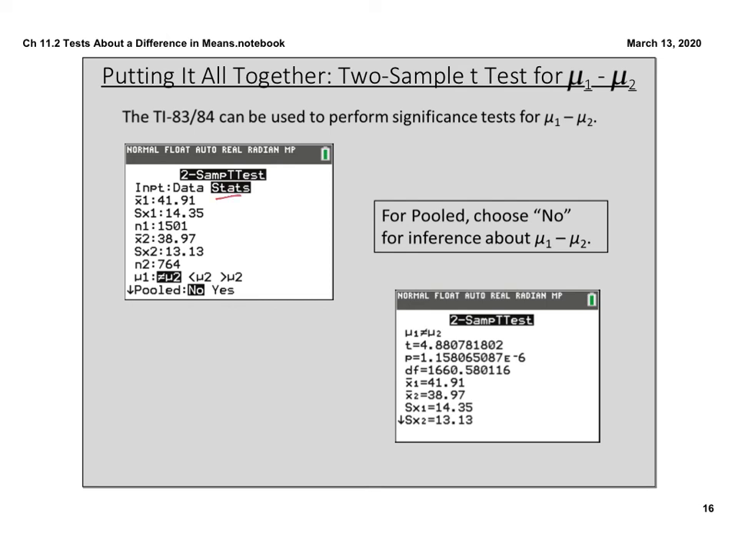So here's just a screenshot of what those calculator inputs look like. You can either do it with the statistics where you list the x bar, the s of x, and the n for each one, or you can list the data, which is what we did in the previous example, if you've got data in your stat editor. So that would be like if you had L1, L2, etc.